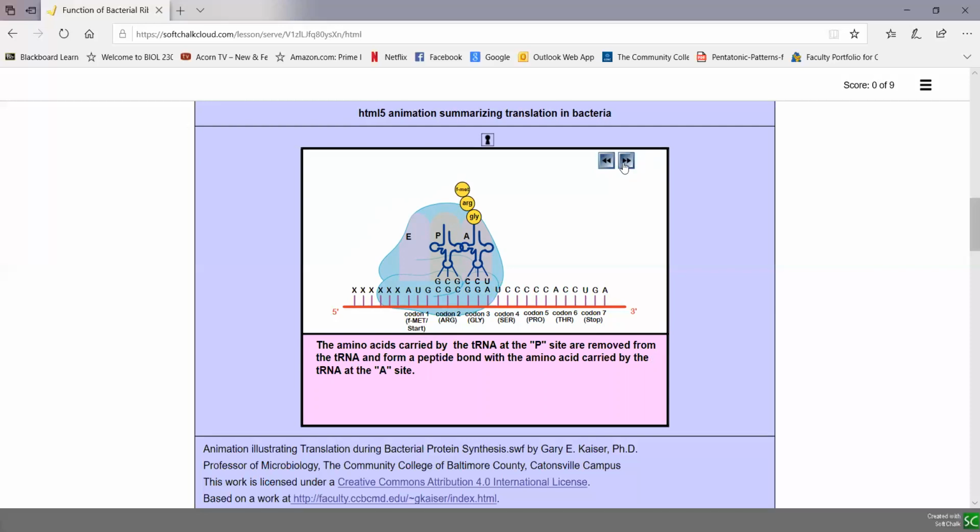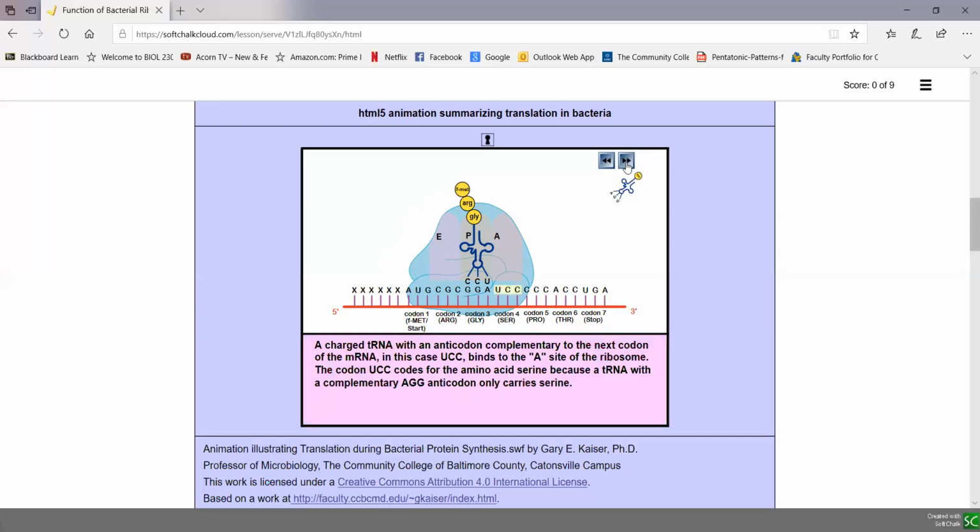At that point, as the messenger RNA moves down the ribosome, the old transfer RNA at the P site exits through the E site, and that opens up the A site to read the next codon, which in this case is UCC. And if you look that up on your codon sheet, that codes for serine.